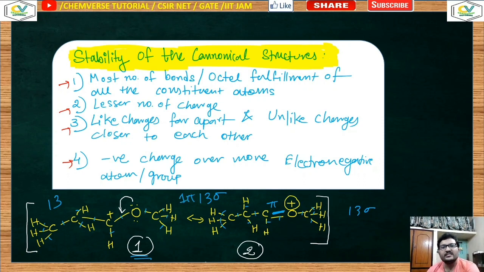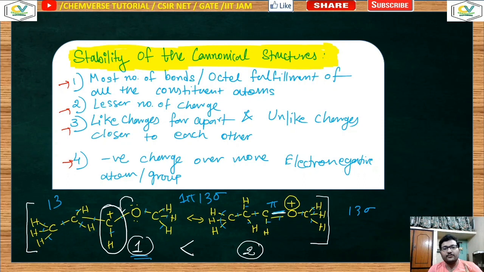So a greater number of bonds is present in canonical structure 2, and you can also think that structure 1 is a carbocation. It's electron deficient, octet is not fulfilled. Whenever this kind of resonating structure occurs, that means a double bond, a pi bond, is forming, then there will be octet fulfillment of the carbon. So the first point suggests that the second one is more stable than the first one. So the second canonical structure will be more stable. So in the resonance hybrid, the contribution of the second one will be greater. So this is the case.